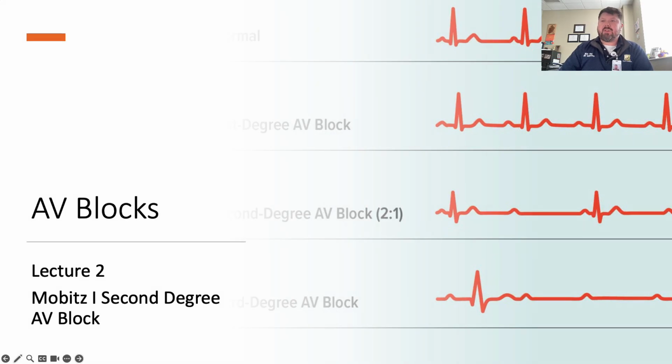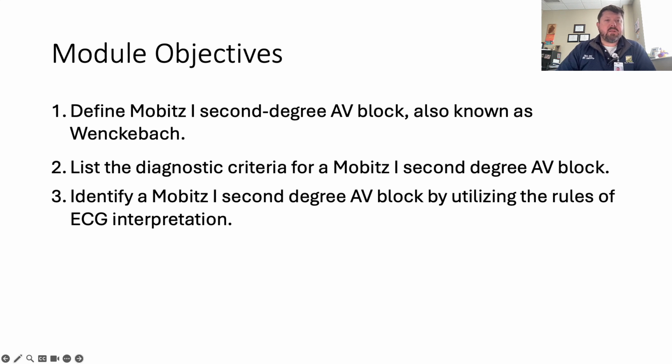AV Blocks Lecture 2, Mobitz 1 second degree AV block, also known as Wenckebach. Our module objectives include defining Mobitz 1 second degree AV block, also known as Wenckebach. We're going to list the diagnostic criteria for a Mobitz 1 second degree AV block, and we're going to identify a Mobitz 1 second degree AV block by utilizing the rules of ECG interpretation.